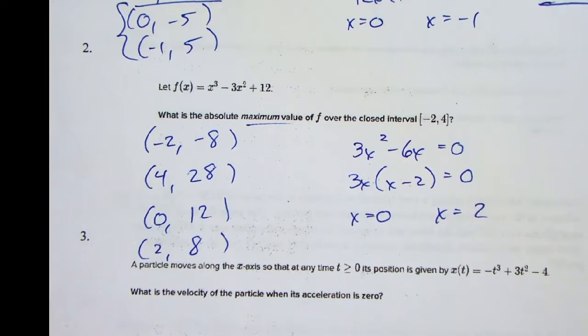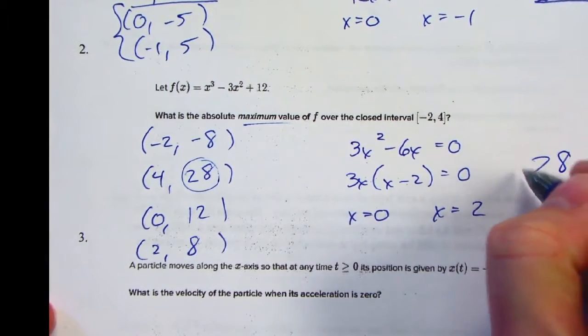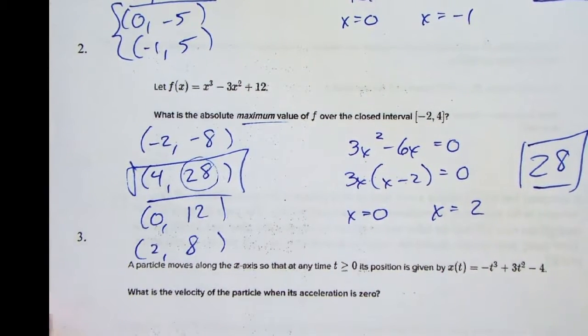They want the absolute maximum value, and this time they're saying what is the absolute maximum value. So the absolute maximum value, that's the y value. So what you're going to report to me here is 28. Or if you had just circled that point, I can handle that.